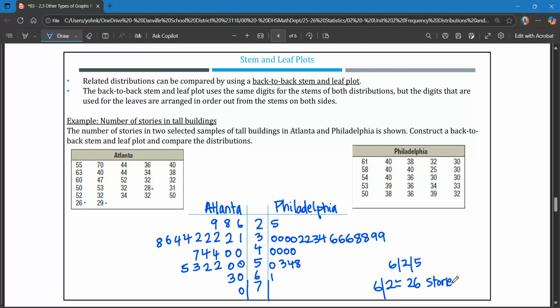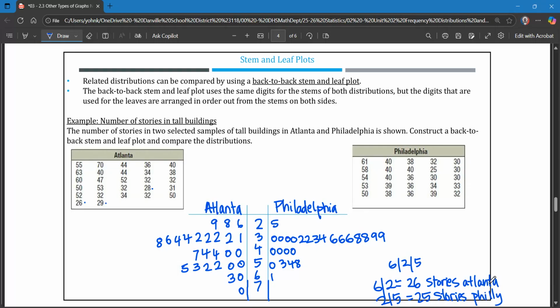stories in Atlanta. And then the 2|5 is going to be 25 stories in Philly.